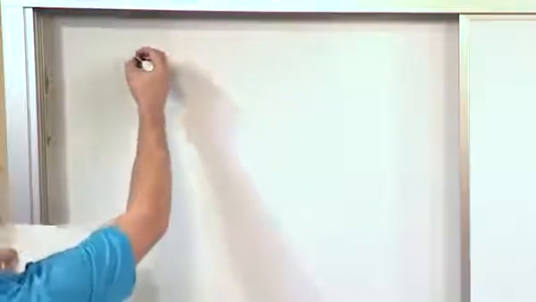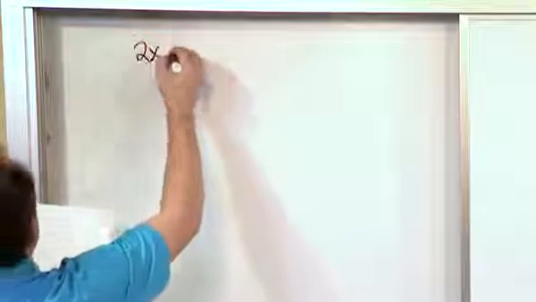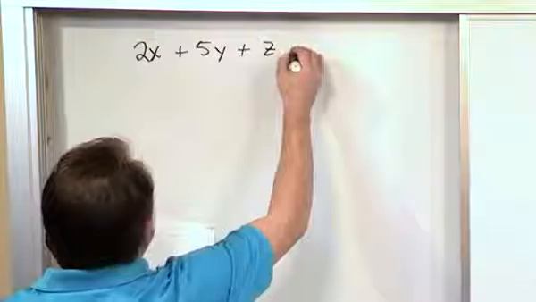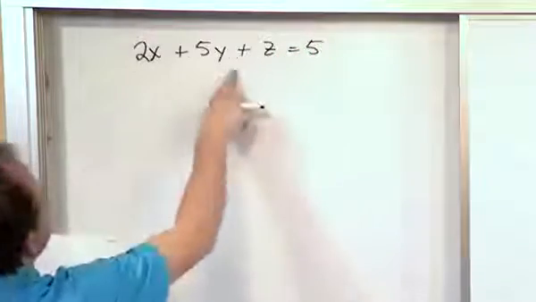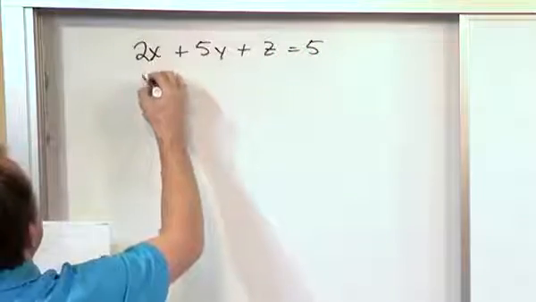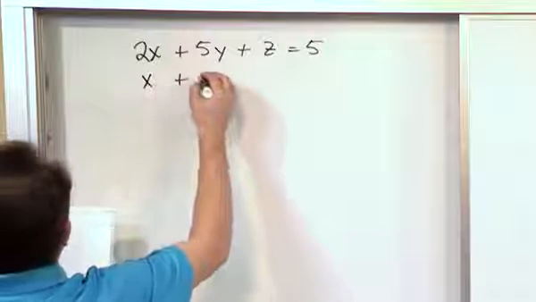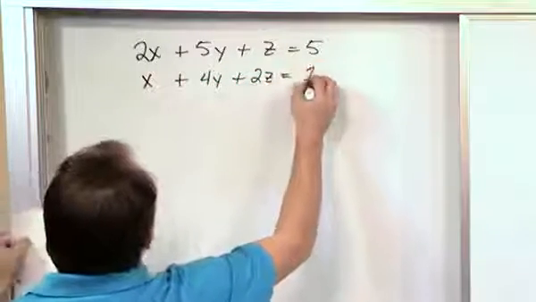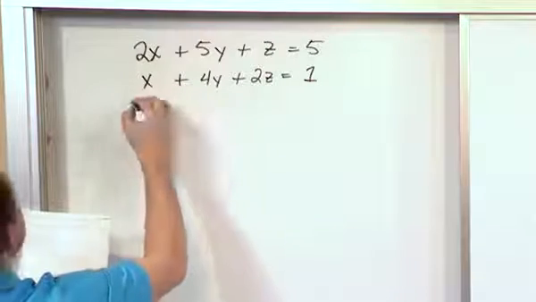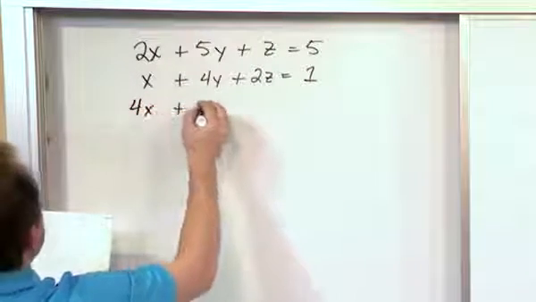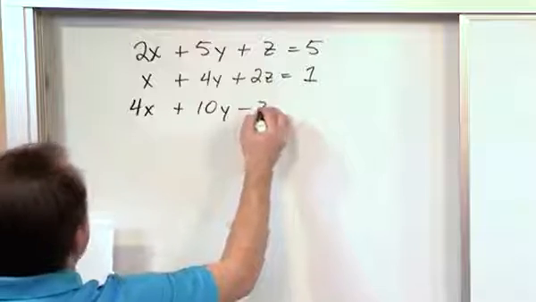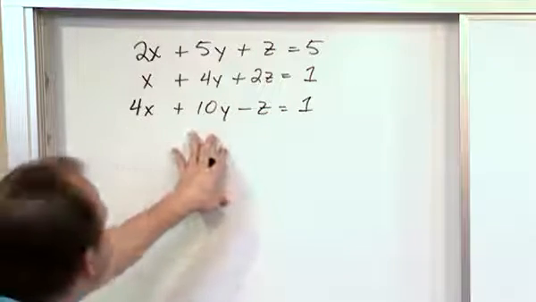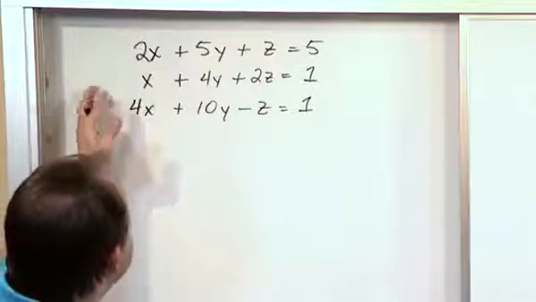So here might be a system. 2x plus 5y plus z is equal to 5. Now this is one equation with 3 variables. My second equation might be x plus 4y plus 2z is equal to 1. And my third equation might be 4x plus 10y minus z is equal to 1. So you all should know by now that this is 3 equations and 3 unknowns.